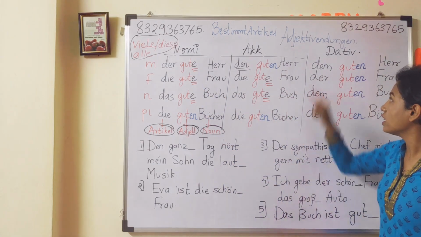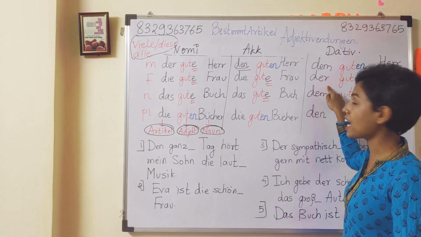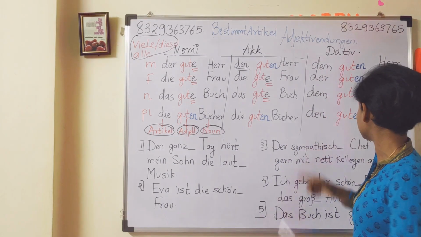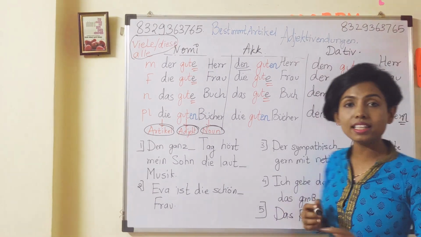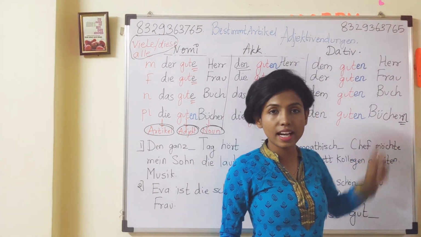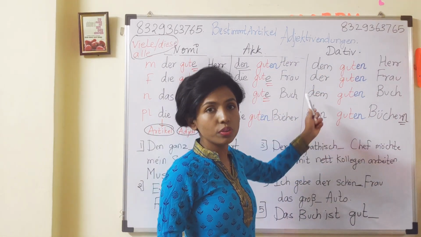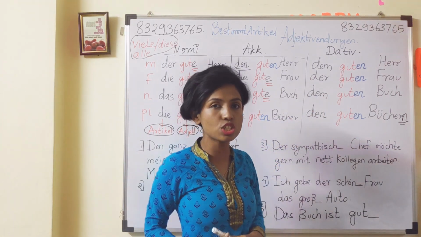In dative, the articles are dem, der, dem, den, plus for the noun you are supposed to add n at the end. So this particular type you need to learn. Dem, der, dem, den. This you need to learn intentionally.